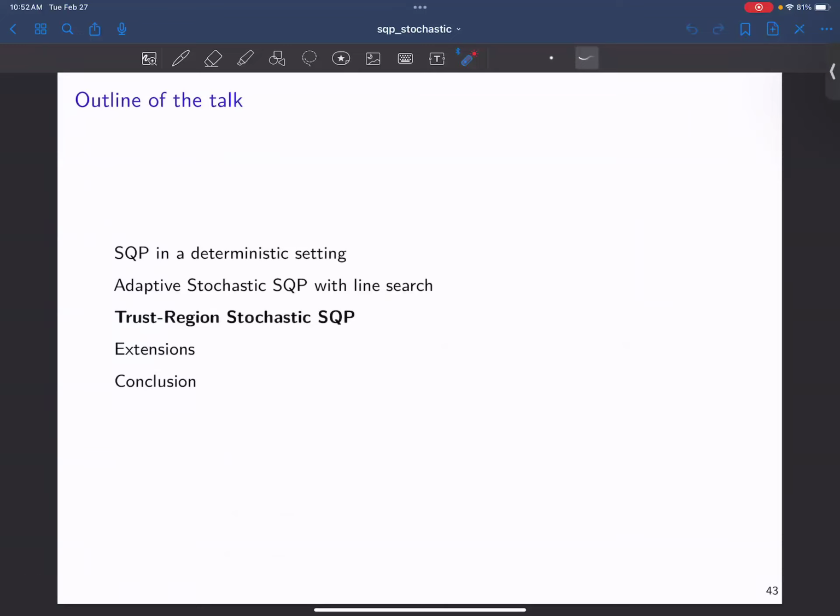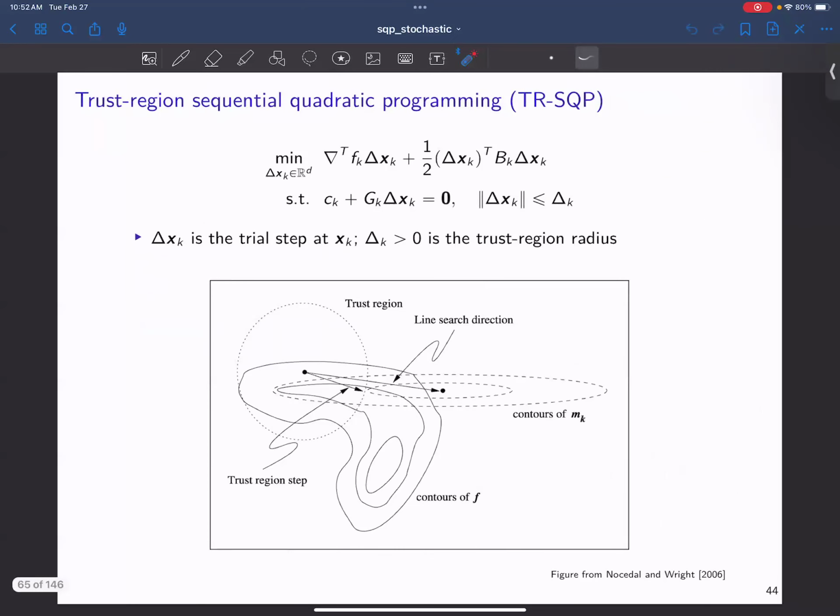Okay, so this is what I was planning for the first part of the talk. Now, I realize I don't really have much time to go over this second method, so I'll just briefly mention it, something that we are currently working on. One way to achieve adaptivity in the deterministic setting is to use line search. Another way to obtain adaptivity is to use a trust region method.